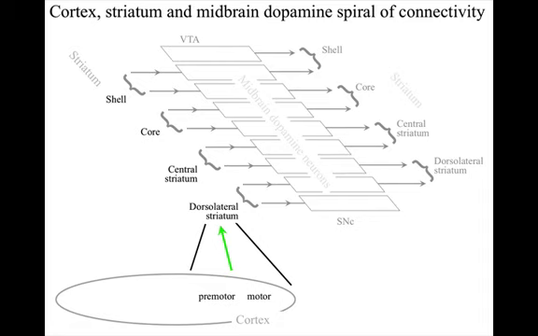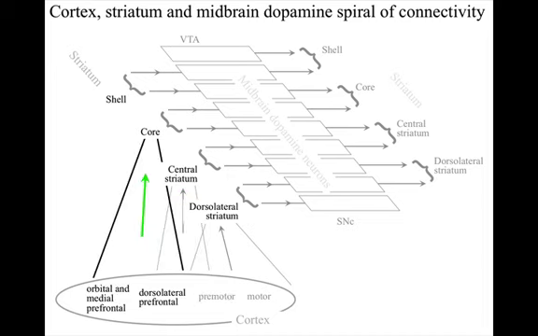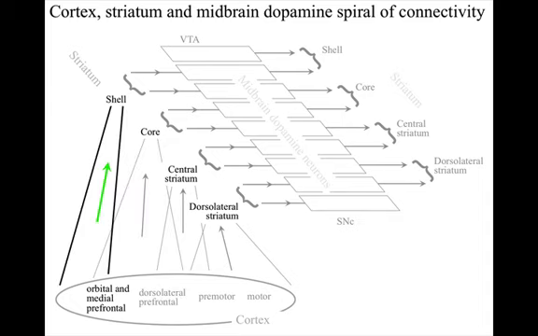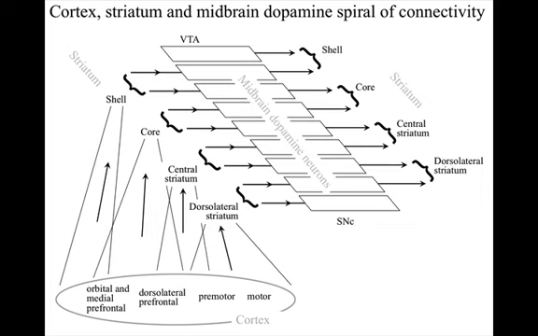Motor and premotor cortex outputs tend to target the dorsolateral striatum. Premotor and dorsolateral cortex areas target the central striatum. Orbital and medial prefrontal cortical areas target the core. And mostly orbital cortical areas target the shell.